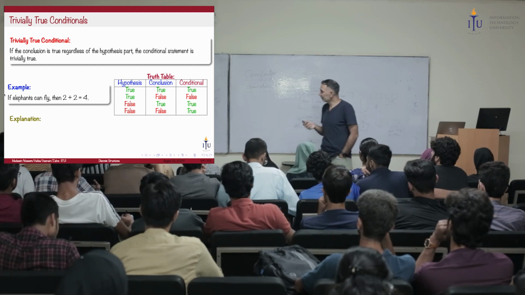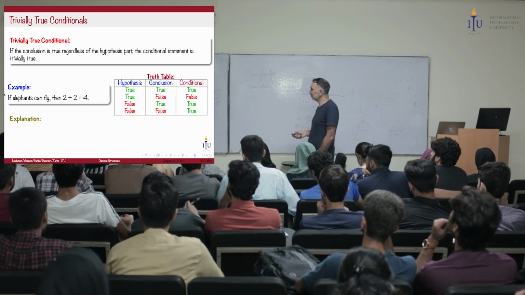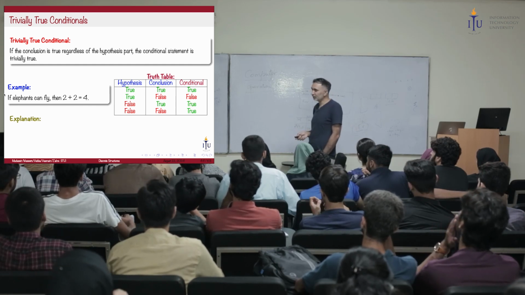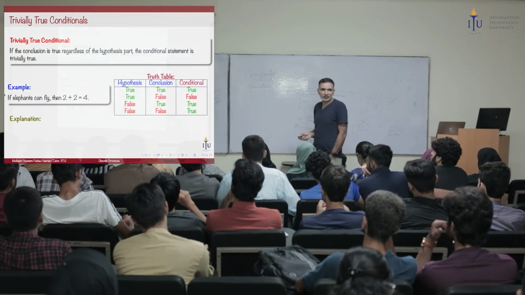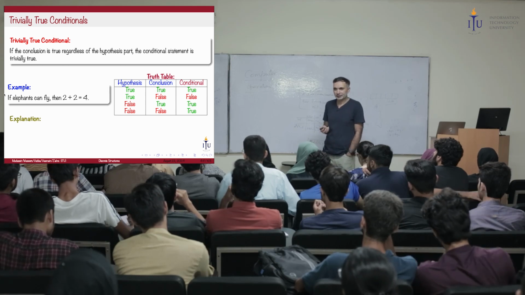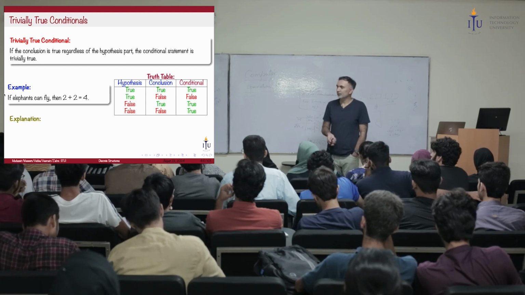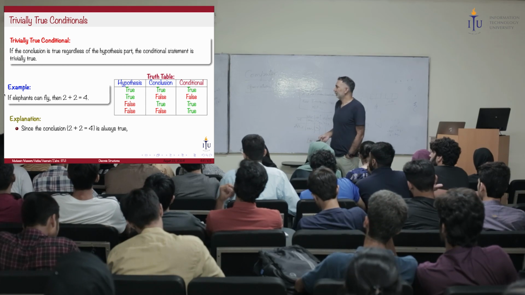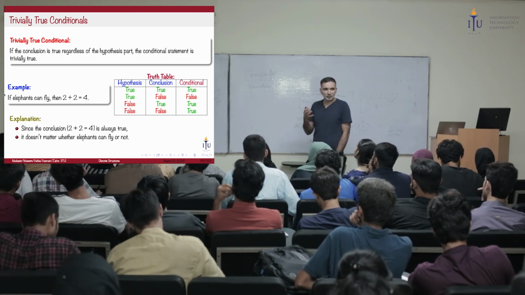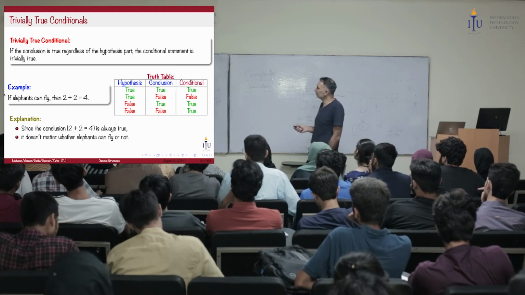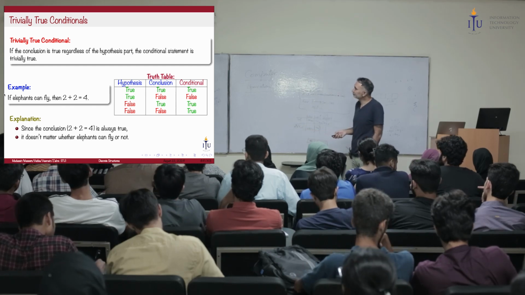There is a similar statement to make. Here's an example. It says that if elephants can fly, then 2 plus 2 is 4. Since 2 plus 2 being 4 is always true, I don't need to worry about whether elephants can fly or not. I would say the statement is always true. This conditional is never false. All right. Since the conclusion holds, I don't need to worry about the premise. That is why we say this conditional is trivially true.